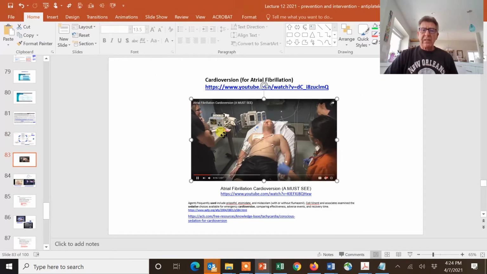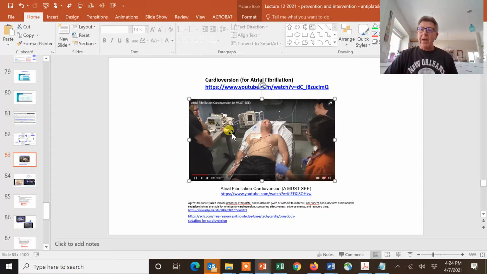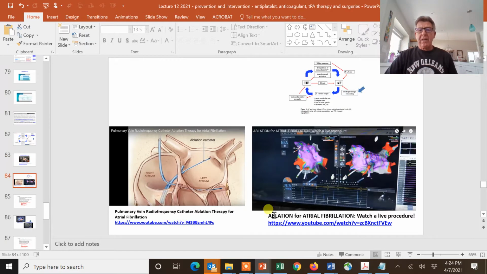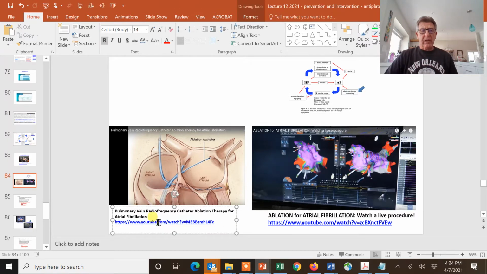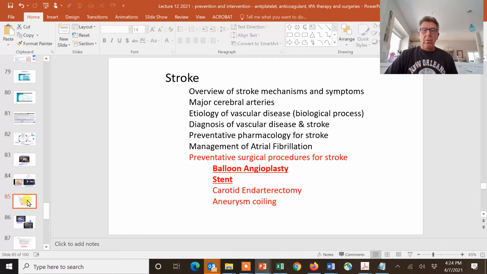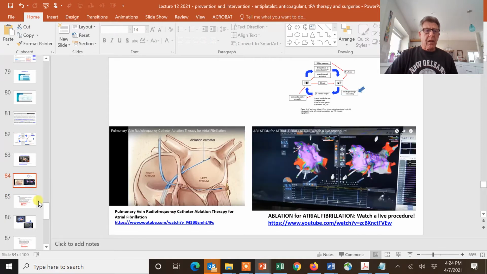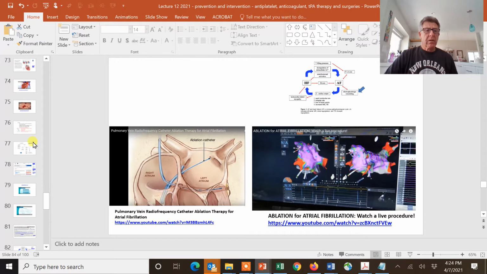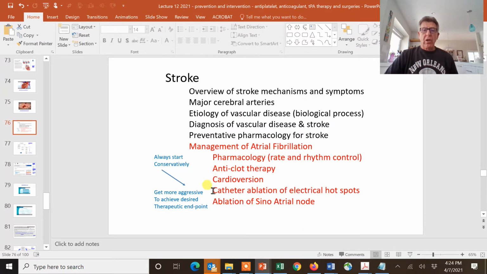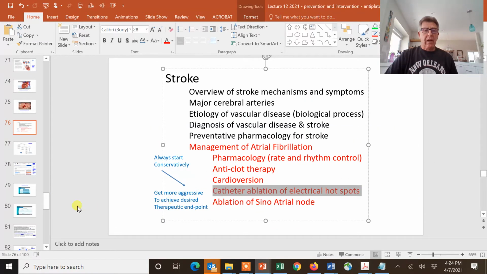Okay, we watched our friend undergo the cardioversion. Remember, he was sedated. Okay, and these are two really cool videos that look at this process of, as we're now going from less aggressive to more aggressive. So I want to go back up here. Okay, we're going to now look at catheter ablation of the hotspots.